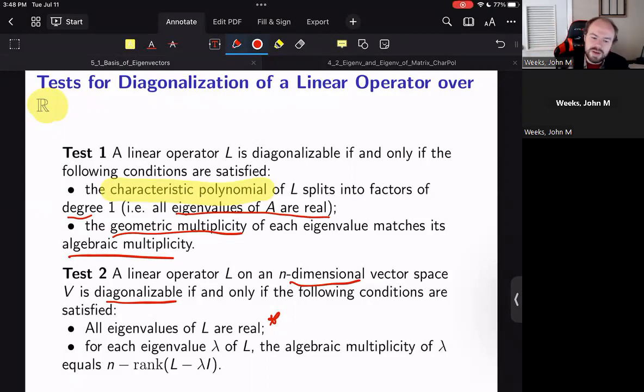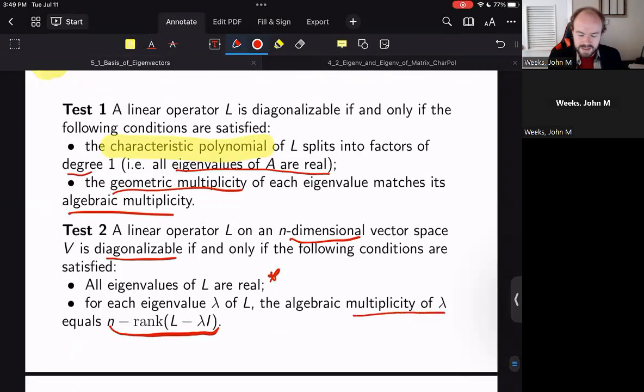For each eigenvalue lambda of L, the algebraic multiplicity of lambda equals this. This is interesting, isn't it? So now we're able to talk about geometric multiplicity in a different way. In the first way, we were saying, okay, we need to go through and find however many linearly independent eigenvectors we're able to get. Well, how many does that need to be? For each eigenvalue lambda of L, we want the algebraic multiplicity of lambda to be equal to this value right here. This is n minus the dimension of the column space of L minus lambda I.